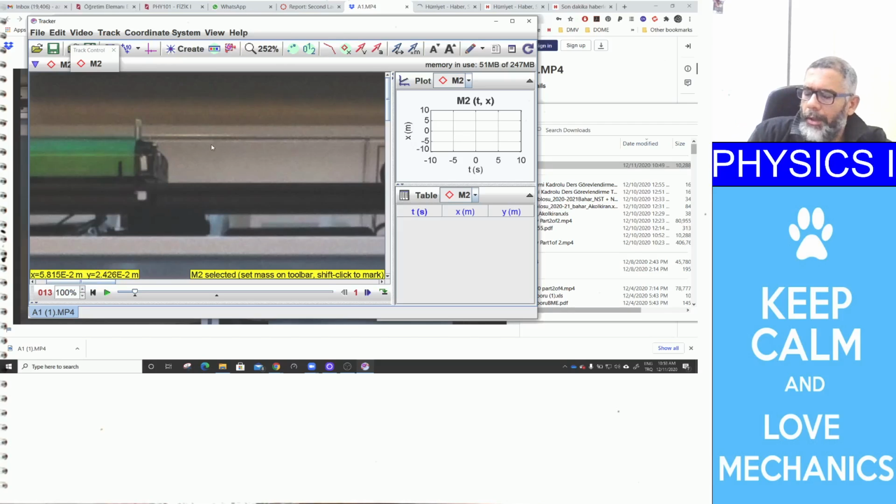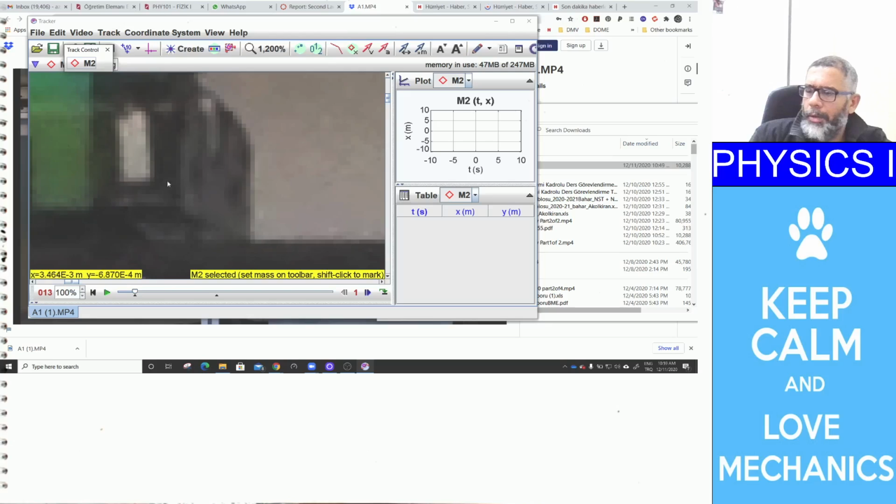For this, once you are over here, again bring your mouse pointer near this white label on the card, and I will choose a specific point, which is the bottom right corner, this one. Let me enlarge it more. This is the part where Tracker will take its position measurements.